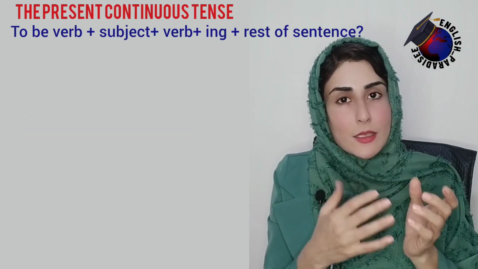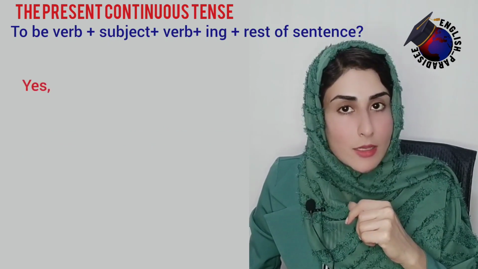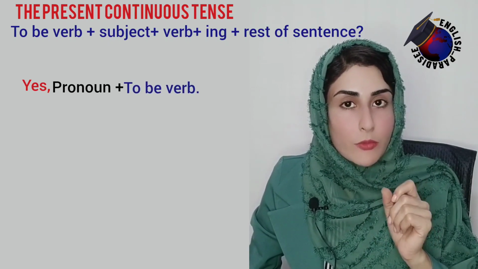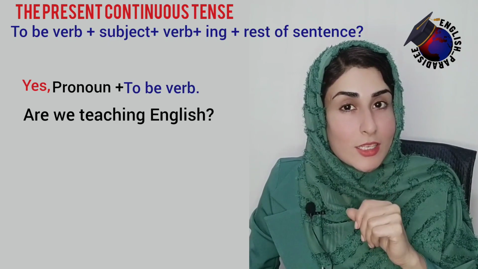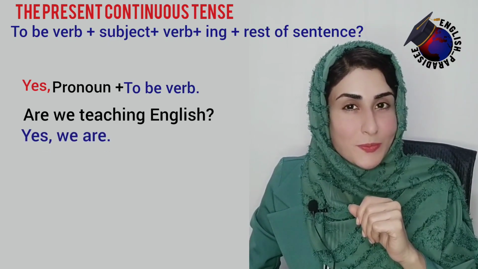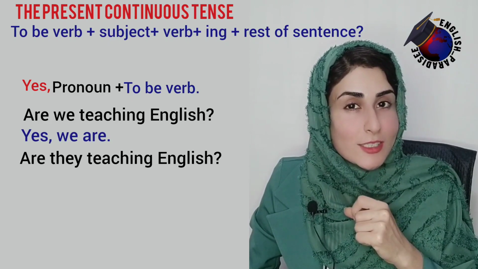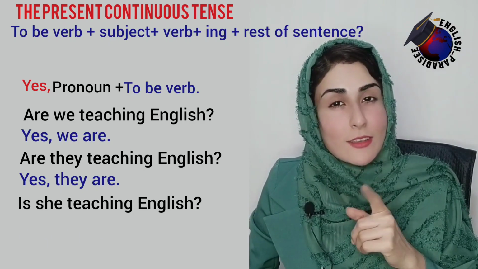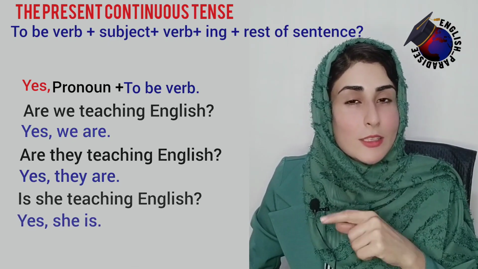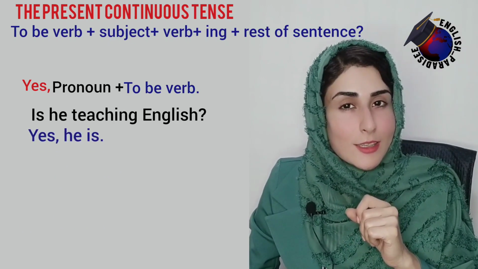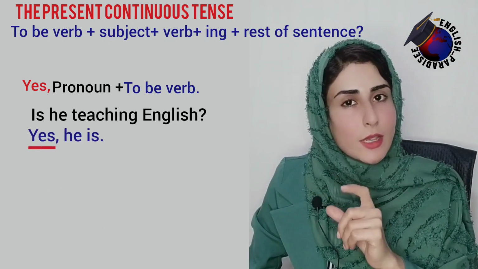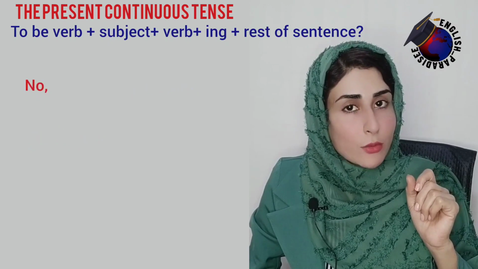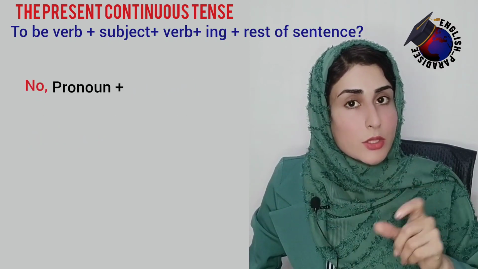For answering these questions, if your answer is yes, say yes, then a pronoun and then a to be verb. For example, are we teaching English? Yes, we are. Are they teaching English? Yes, they are. Is she teaching English? Yes, she is. Is he teaching English? Yes, he is. Okay? Just say yes and then a pronoun and then a to be verb. But if your answer is no, say no and then a pronoun, then to be verb and then not.